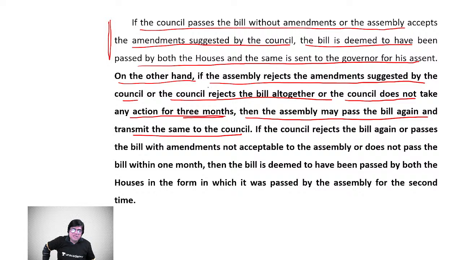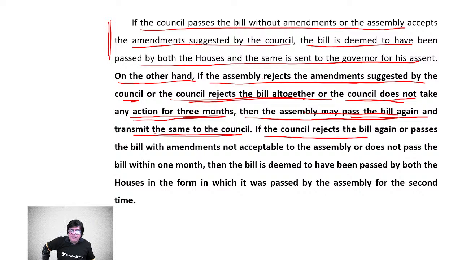let me repeat. The first situation: the assembly rejects the amendments suggested by the council, passes the bill, and sends it to the council. The second is the council rejects the bill altogether. Or the council does not take any action for 3 months. In all these three situations, the assembly may pass the bill again and transmit the same to the council.